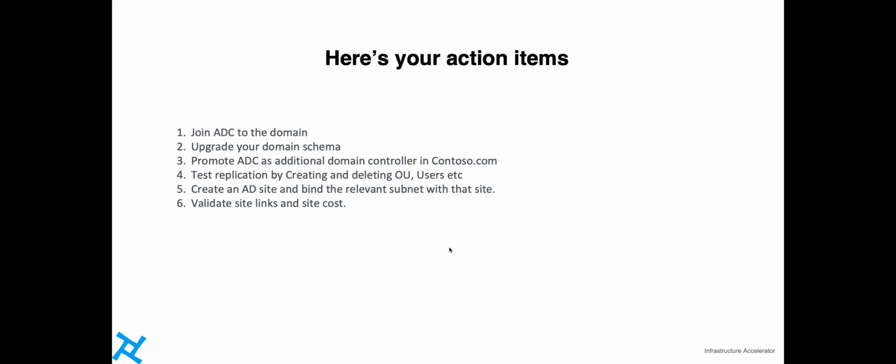So now here's what you want to do. You want to set up an additional domain controller, and maybe you can also set up a 2016 domain controller and your domain schema will get upgraded automatically. Maybe you want to find the AD prep commands and run that schema upgrade manually for your learning if you want to. Promote the additional domain controller in your domain, contoso.com or whatever you have named it. Test the replication by creating and deleting OUs and users, etc.